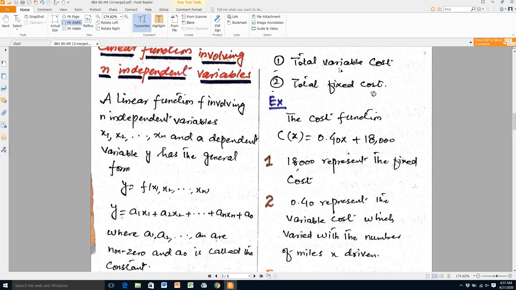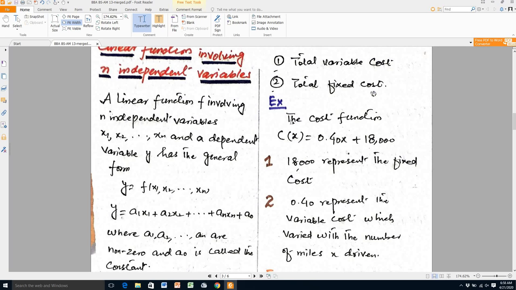In variable cost, from an accounting point of view or your business point of view, you know that variable cost means labor cost, direct labor cost, indirect labor cost, in other words some expenses which are directly involved in manufacturing something. These are called the total variable cost, and that is the fixed cost.